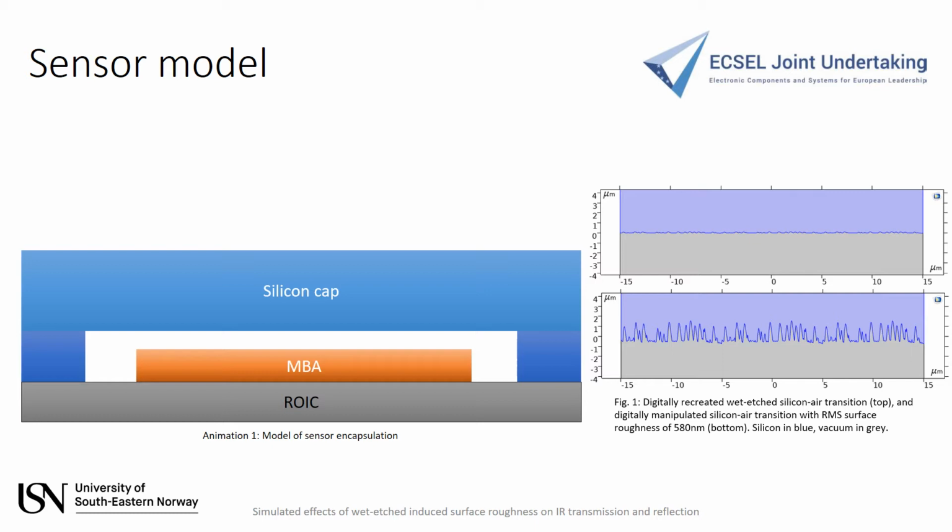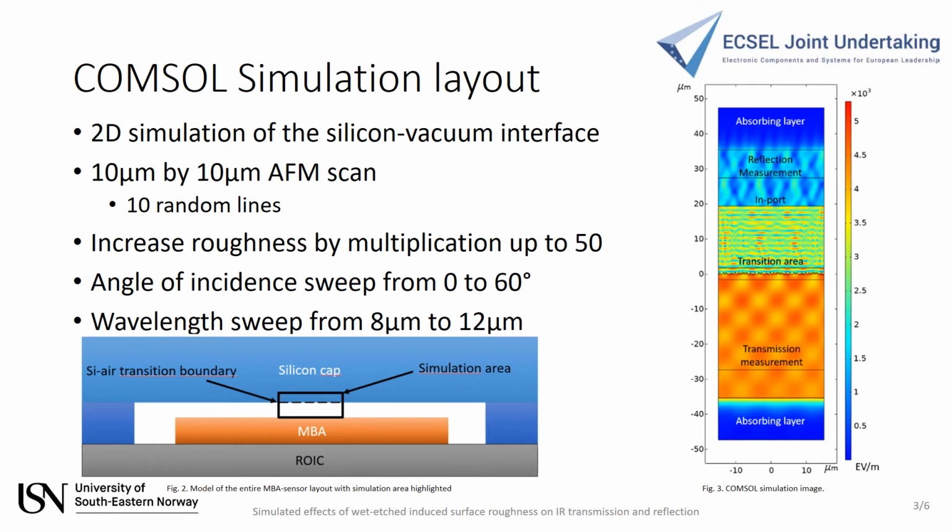to the incoming light. So we took a wet-etched piece of silicon and scanned it with our trusty AFM and exported the data into COMSOL Multiphysics. Now this allowed us to create a model where we could send infrared light through our surface, but also manipulate the surface. So we've made a simulation where the measured lines define the transition between silicon and vacuum.